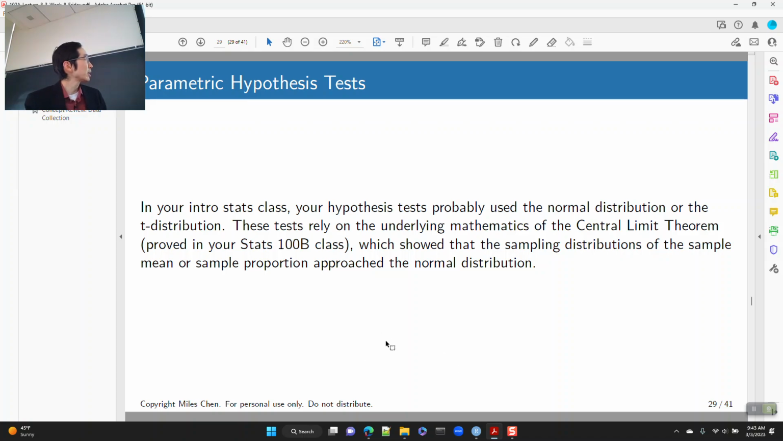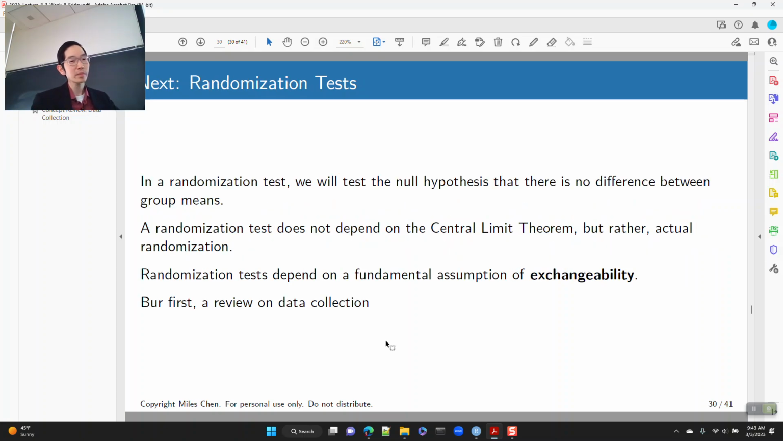All right, and so that was probably where you got through in your intro stats class. Maybe you also did chi-square tests and some linear regression and things like that. But all of those things basically were centered around the central limit theorem, right? And you proved that in your stats 100B. Where we are going to go next week is we're going to do something called randomization tests.